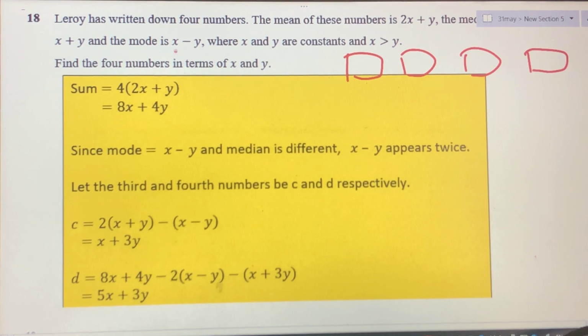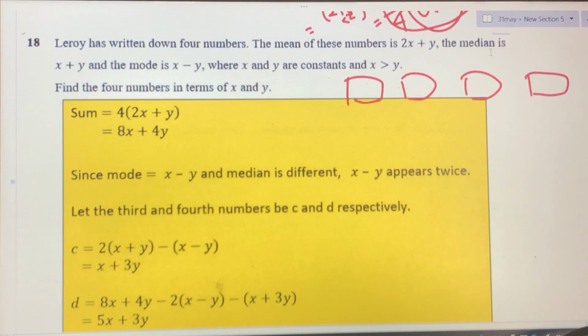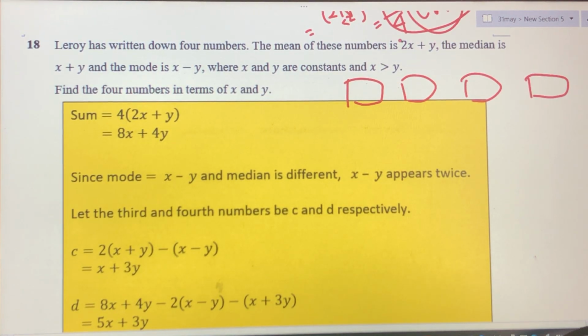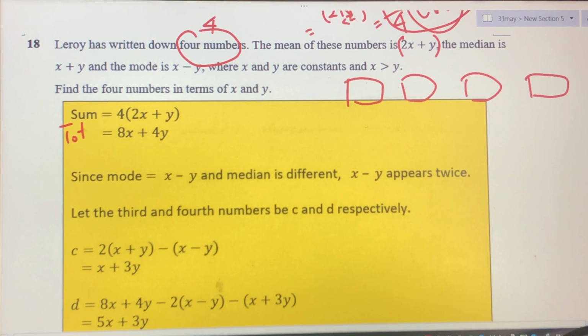Okay, so Leroy has written down 4 numbers. The mean of these 4 numbers is this. That means the average is this. We times 4, that'll be the total. So this is important. The total is this. You definitely need to use it later. And please, you must write total or you write the sum. You must have some sort of working.